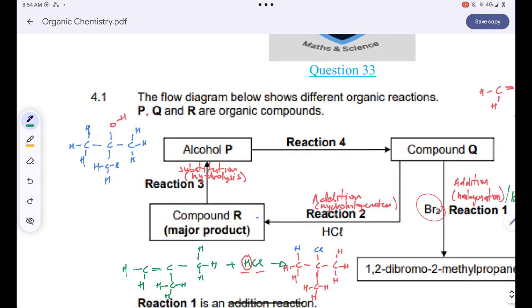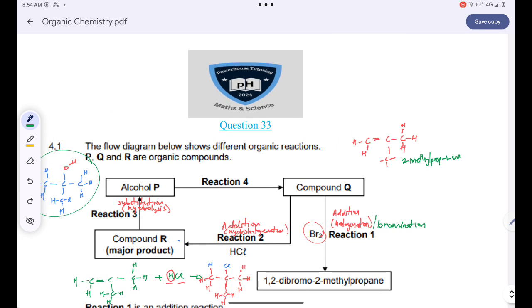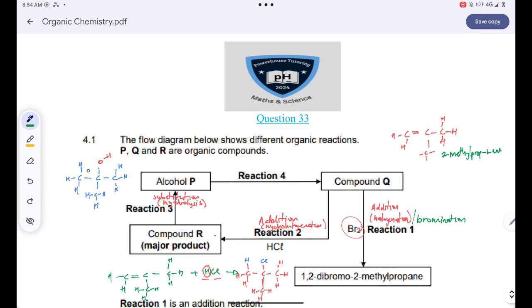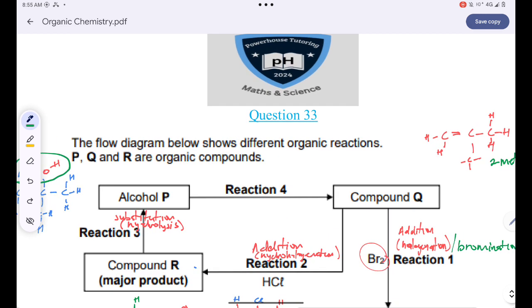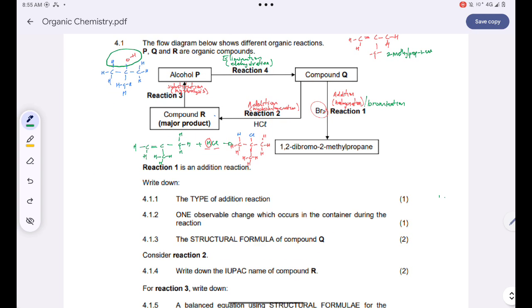Okay, and then now let's go to reaction 4. Reaction 4, we are moving from an alcohol into an unsaturated hydrocarbon. So what will basically happen is that we will simply eliminate these two. That's H2O. Are you together? So that's an elimination reaction, and the type of elimination reaction is dehydration, since we're eliminating H2O. Okay, now let's answer the questions.